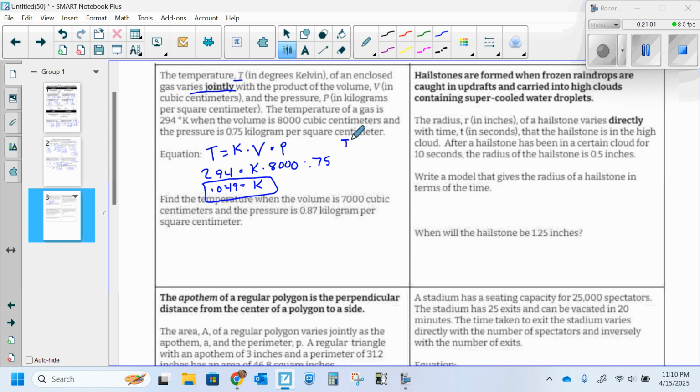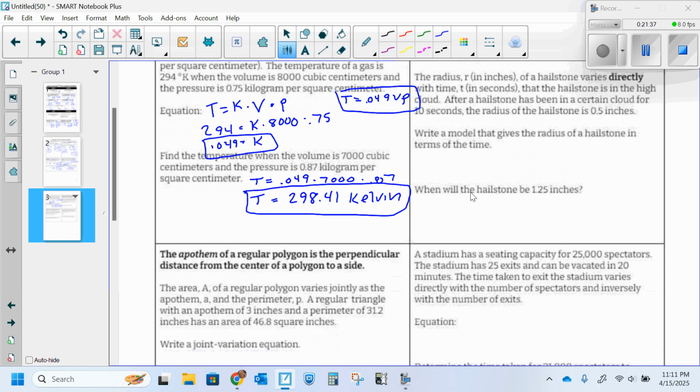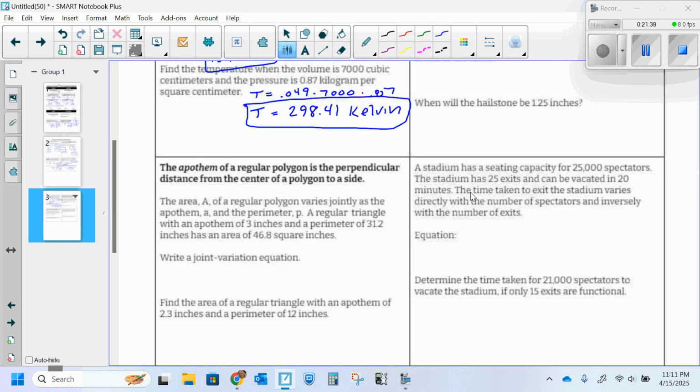Then you're going to rewrite this equation. T equals 0.049 VP. And it says find the temperature when the volume is 7,000 and the pressure is 0.87. And you should be doing all of these on your calculator and not just copying these, okay? All right, I'll do this last one. This has a good combination here.